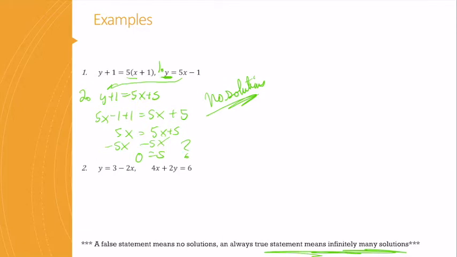So let's take a look at this second set of equations. Here's my step 1: y equals 3 minus 2x. I'm going to plug that into my second equation. So I have 4x plus 2 times (3 minus 2x) equals 6. That gives me 4x plus 6 minus 4x equals 6. I'm left with 6 equals 6. That means that these two lines are the same, and so there are infinitely many solutions. These two lines are right on top of each other.